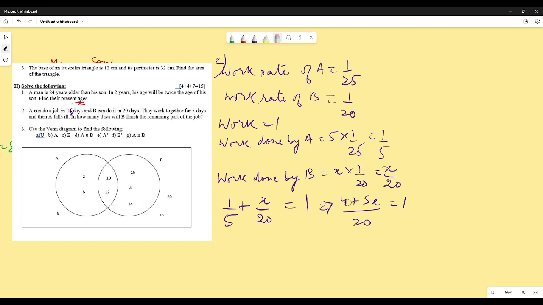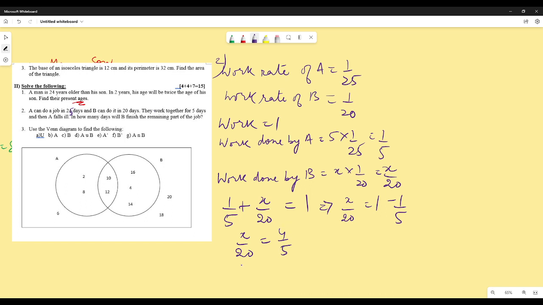So let us keep the numbers to one side and the variables to another side. So what does this take us to? X by 20 will be equal to 1 minus 1 by 5. We take 1 by 5 to this side, so it becomes minus. So this gives us x by 20 equals to, when you subtract it, you get 4 by 5, right?